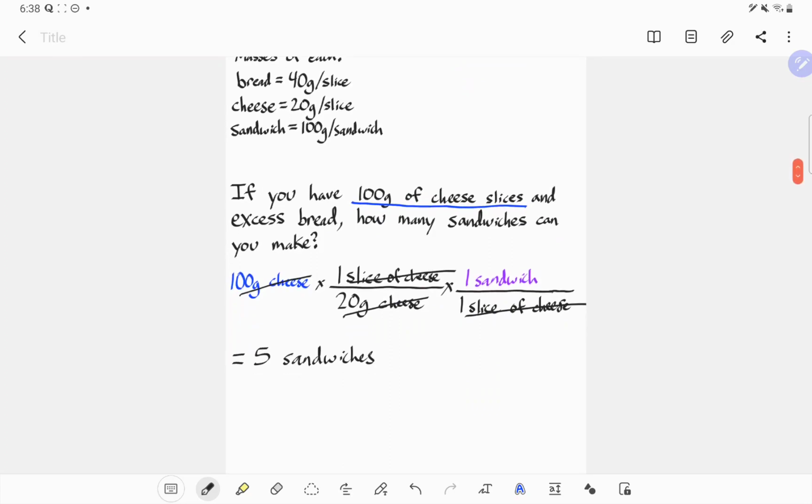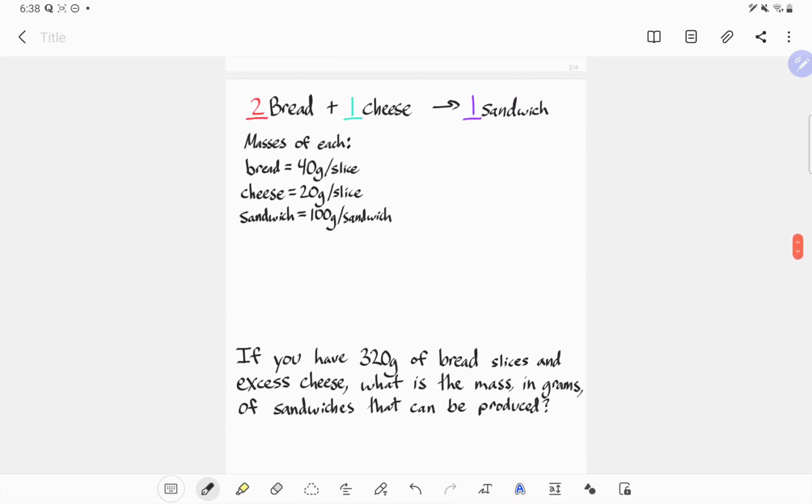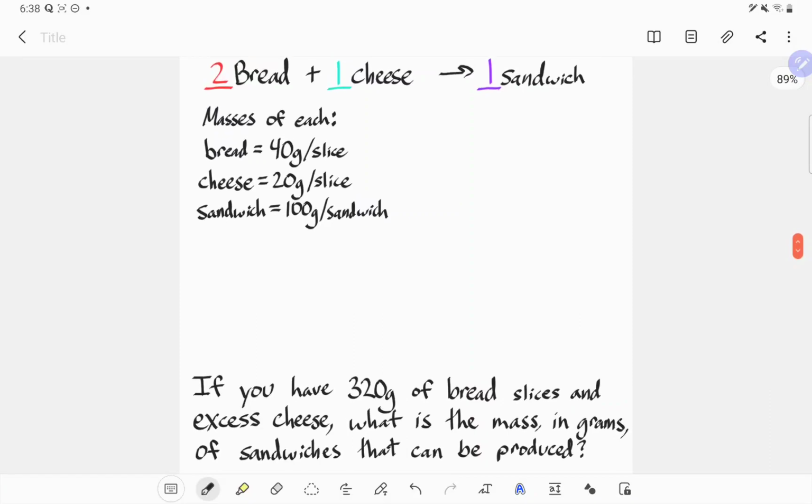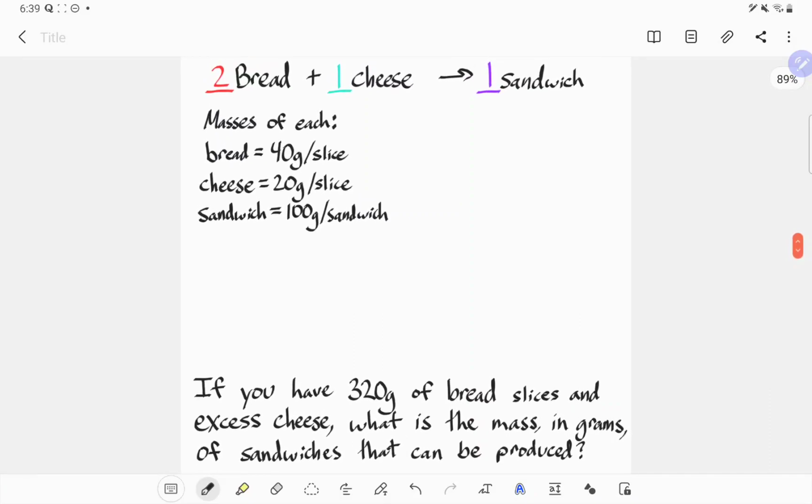Let's do one more problem that's going to be a little bit more advanced. And so I'm going to have you guys try to do this one in your head or on paper or however you want to do it. Try to logically think through this one. Now, if we have 320 grams of bread slices and excess cheese, what is the mass in grams of sandwiches that can be produced? All right, so pause the video, try to think about this one, see if you can get the right answer, and then we'll check our answers together.